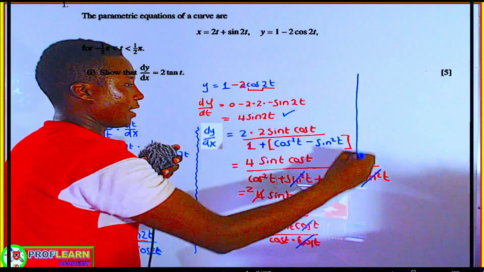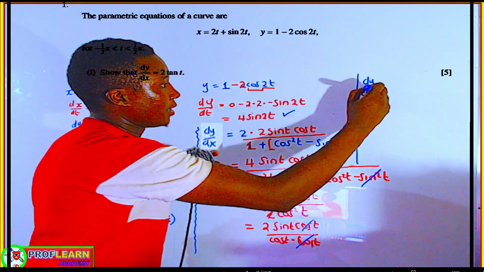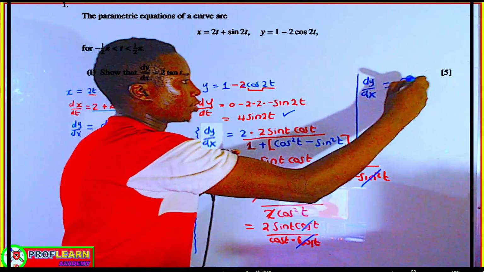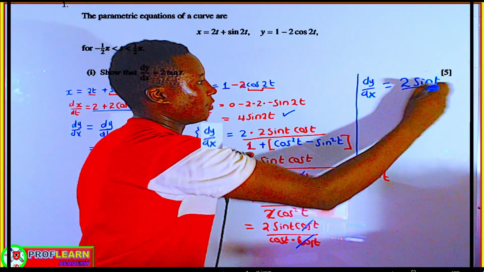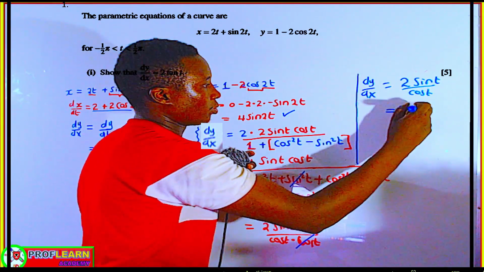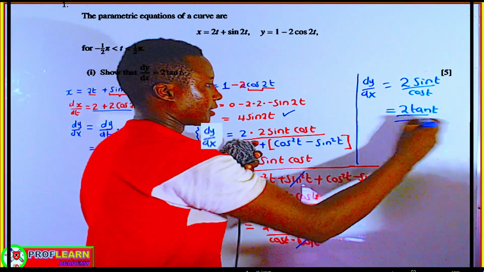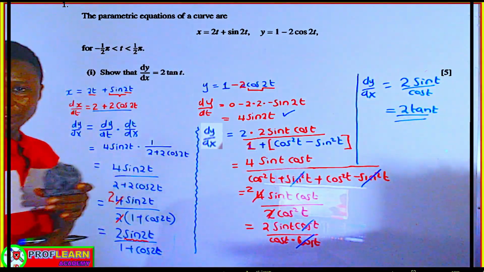So if you are having your dy dx being equal to 2 sine t over cos t, that implies that this is 2 tan t, and that's what we were supposed to show in this particular question.